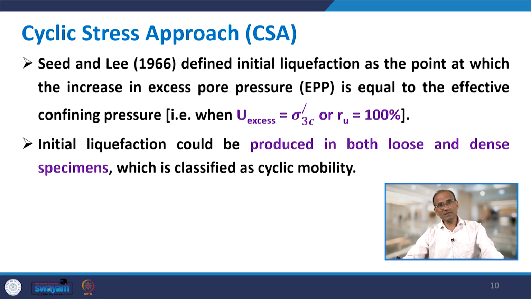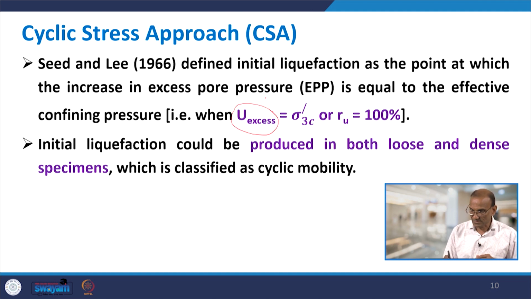The first, of course, there could be others also, but a very well known or established paper on liquefaction, which was widely used, is by Seed and Lee in 1966, which defined initial liquefaction as a point at which the increase in excess pore pressure, in short EPP, is equal to the effective confining pressure. Let us say if I say U excess, this U excess represents your EPP. I think we discussed this in the last lecture also.